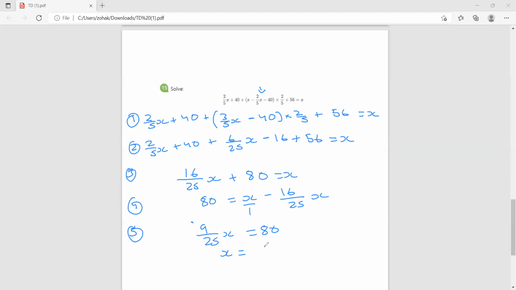And so x is just equal to 80 over 1 divided by 9 over 25. Okay, and so x is just equal to 2000 over 9. So that is going to be how you do this question.